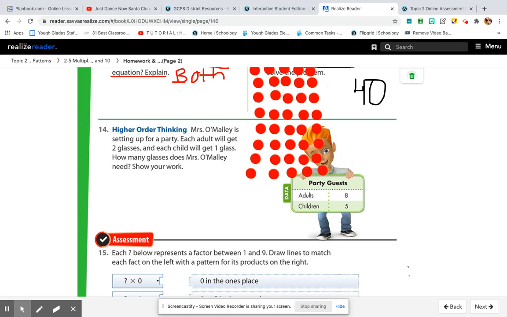Let's think of cubes. Let's circle our numbers here. Mrs. O'Malley is setting up for a party. That's good to know. Each adult will get 2 glasses, okay? 1 glass. So those are our numbers I'm going to need to know. Here's my question. I'm going to underline my question. How many glasses does Mrs. O'Malley need? I need to know how many of something. And here is, I'm going to box up my clue here. Each. You know what each tells me? I have equal groups. What operation am I going to use to solve this problem?